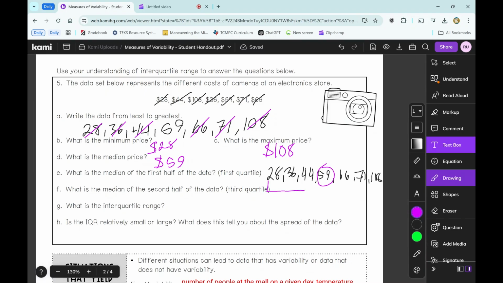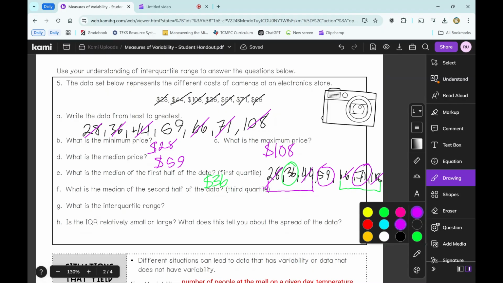Here was the median. So that means this is the first quartile. So we need to find the median of the first quartile by marking these two off and finding out that this is the median of the first half or the first quartile of this data. So this is going to be 36. Now, this third quartile is this section right here, or the higher half of the data. So we're going to mark off these data points and see that the median of this quartile is actually 71.